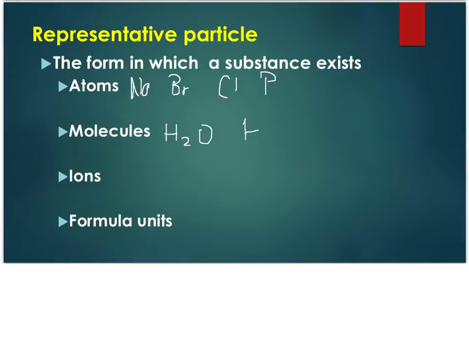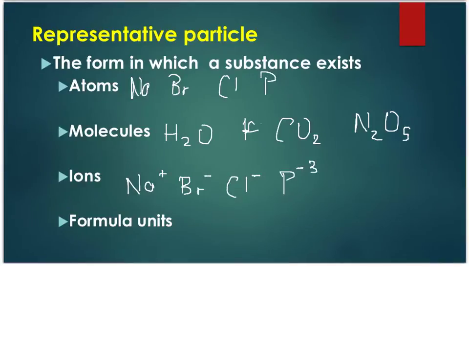Water, carbon dioxide, dinitrogen pentoxide. When we think of ions, think of substances with charges, so sodium ions, the bromide ions, chloride, phosphide. When we think of formula units, think of ionic compounds, stuff like NaCl, KCl. Okay, so any ionic compound, we refer to them as formula units.